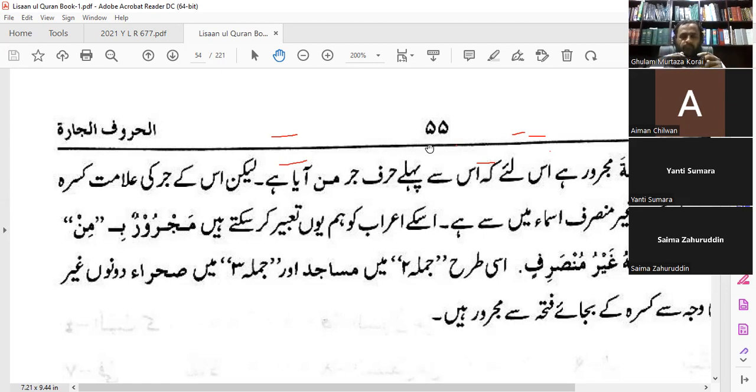For example, Aisha. Aishatu can be Aishatu or Aishata. It cannot be Aishatun or Aishatan or Aishatin. It can only be Aishatu and Aishata. It means this is ghair munsarif, and in ghair munsarif there are two things: either one sabab or two asbab, reasons of mana' sarf, meaning one or two reasons that stop the noun from taking tanween or kasra. So that is asbab mana' sarf.